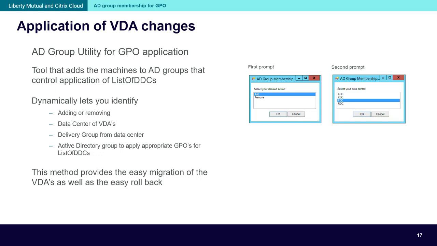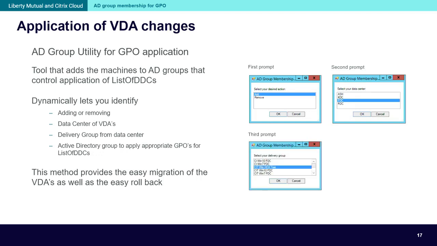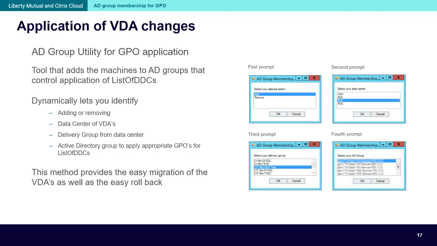You then select the data center you're migrating the VDI machines out of, to go to Citrix Cloud. The next one, you select the delivery group that you want to migrate to Citrix Cloud. And the third one, all you do is you tell it the AD group that's going to apply that list of DDCs using the group policy. Once you click OK at this screen right here, all the machines will be added to that AD group.